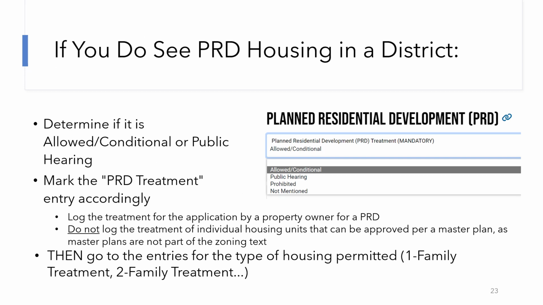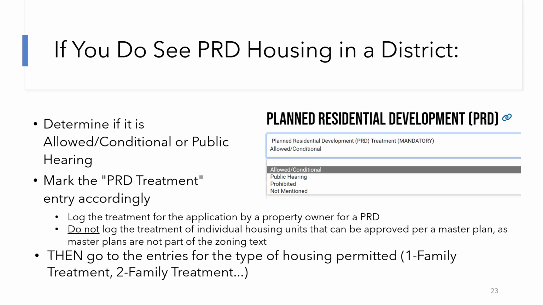If you do see PRD housing located in a district, no matter where it is in the text, you're going to then determine whether it's allowed to be built without a public hearing or with a public hearing. If there is no public hearing required, then you're going to mark the treatment field as allowed/conditional. If there is a public hearing, then you put in public hearing. You are going to make sure that this is referring to the application for the whole PRD, not an individual housing unit that's built within it. So what is the approval process for the entirety of the PRD, not a housing unit that gets built after that approval.